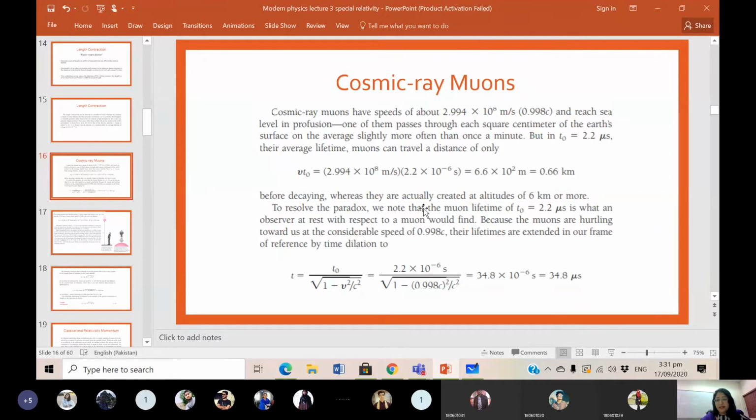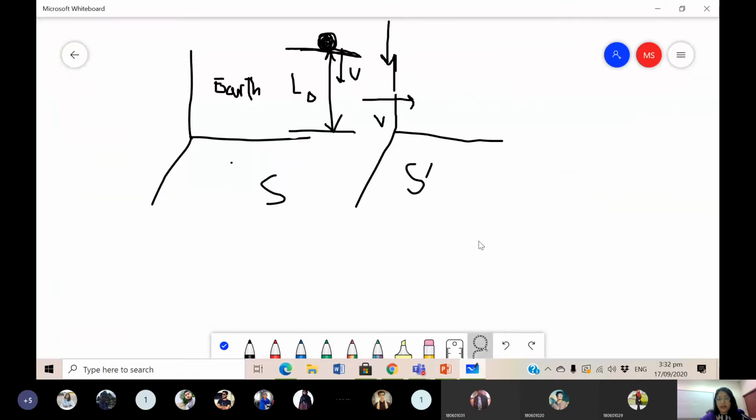So why am I telling you this? Muons are actually created at an altitude of 6 kilometers. So if I draw a situation where a muon is over here, this is the Earth, okay? And we have cosmic particles being created over here. Muons, we write it like this, muons.